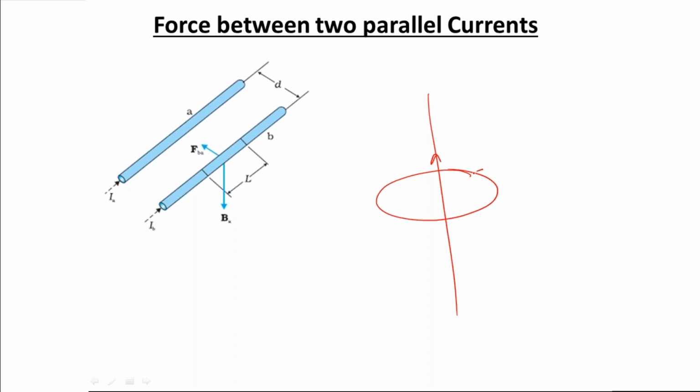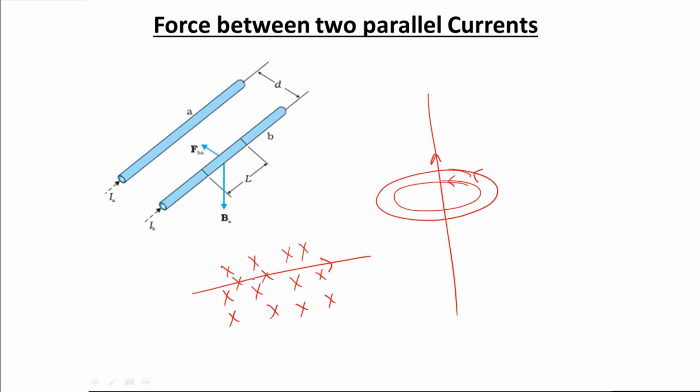So suppose I have a current carrying wire like this. It will create a magnetic field around it, like this, concentric circles. And we have seen that if I have a conducting wire passing through a region where there is uniform magnetic field, then what will happen?